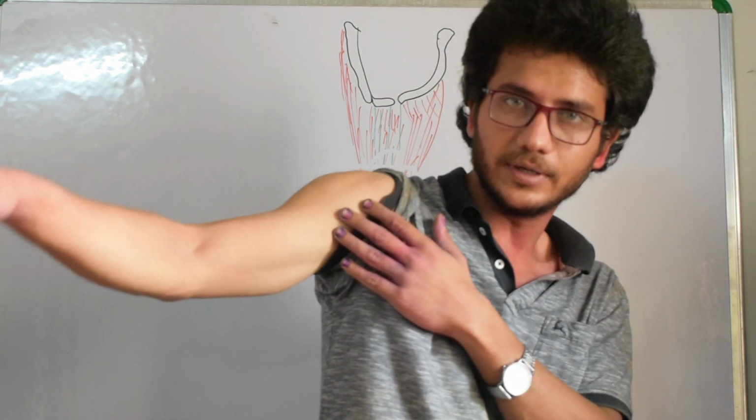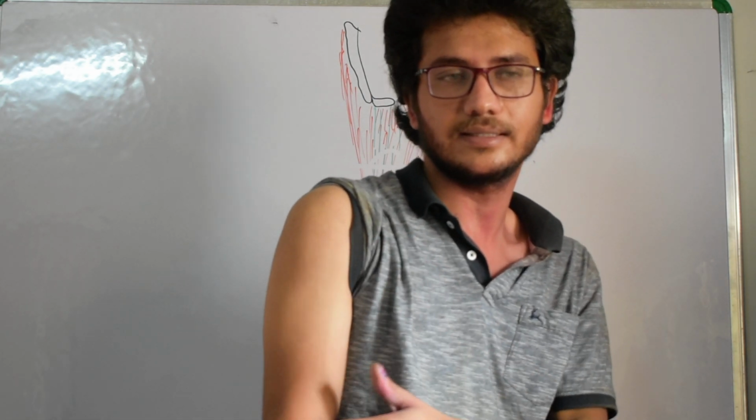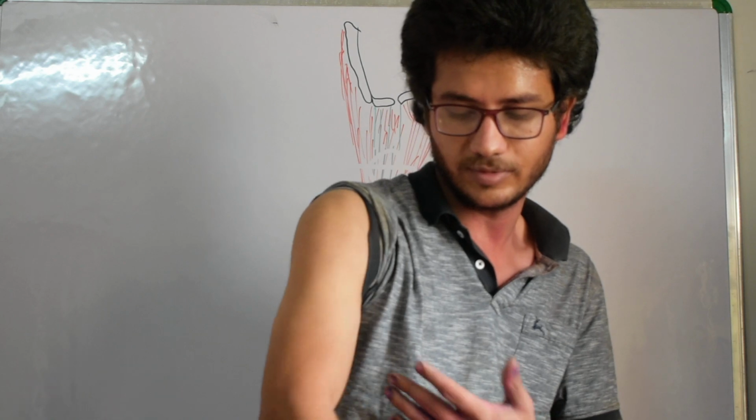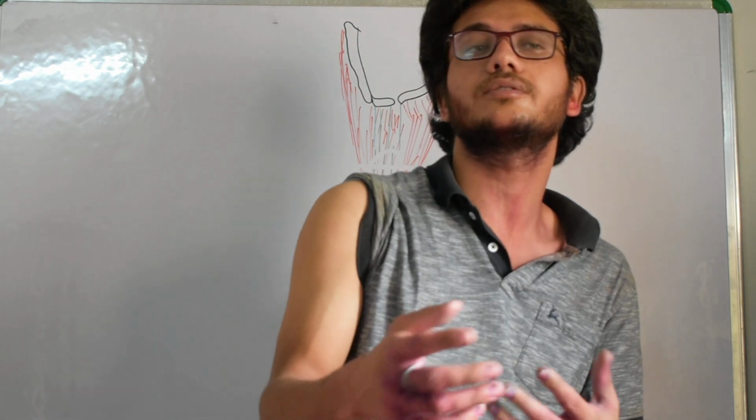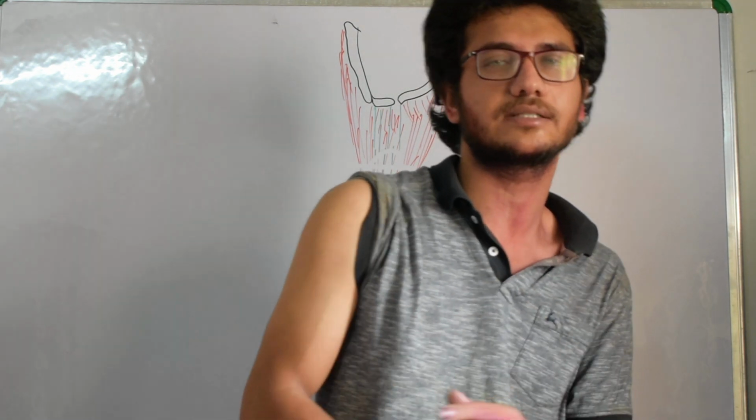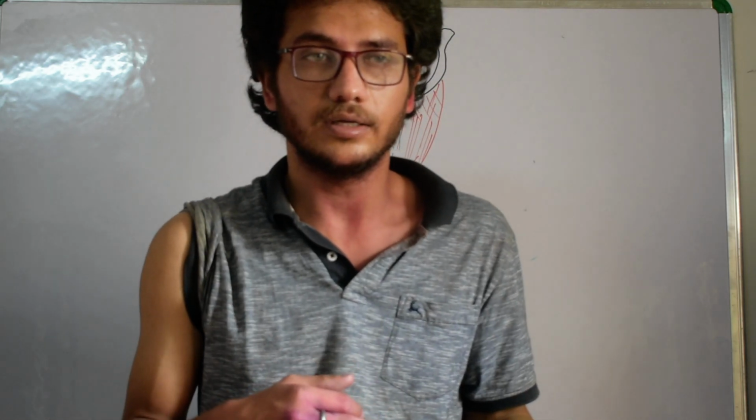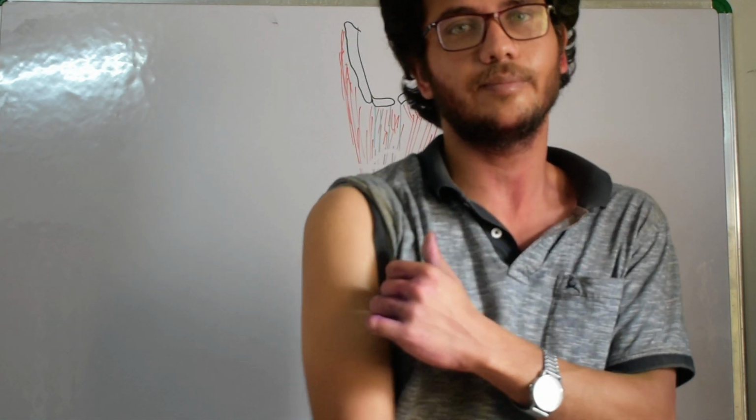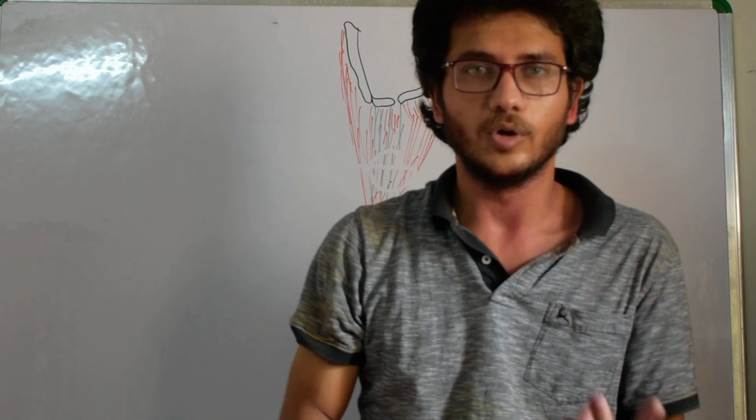and the person, as I said, won't be able to abduct the hand against resistance, so it's checked against resistance. There will be weakening of all the other actions, because if other muscles are also helping in those actions, they can be done, but there will be weakness, and there will be cutaneous sensation loss, the regimental patch area will be lost.